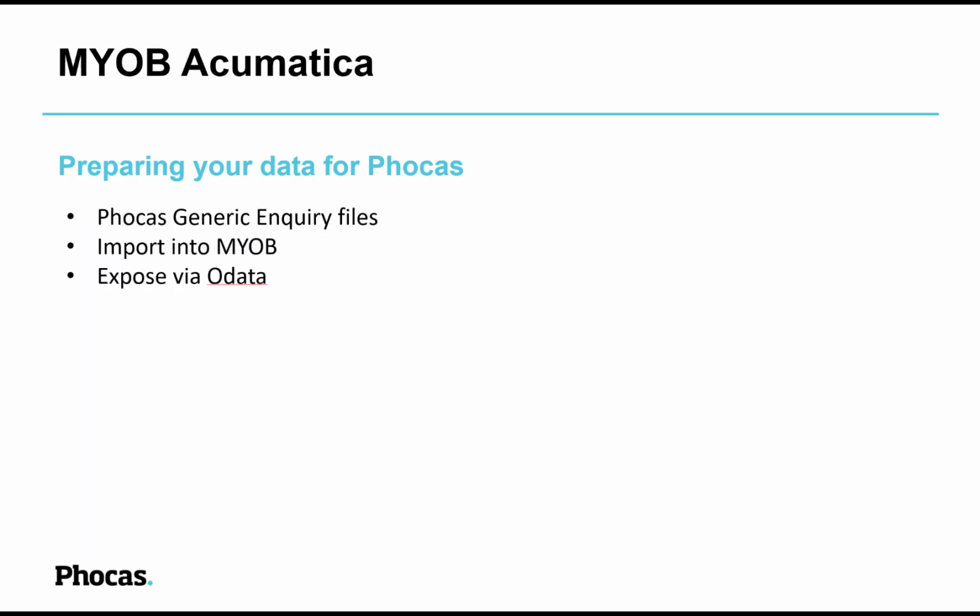First of all, we need to prepare your data for Phocas. To do that, we're going to need a handful of files, and these are called generic inquiry files. Phocas will supply you with these. You should see your account manager to get access to those. Next, we're going to import these files into MYOB, and I'll show you how to do that. And then we'll expose those queries via OData.